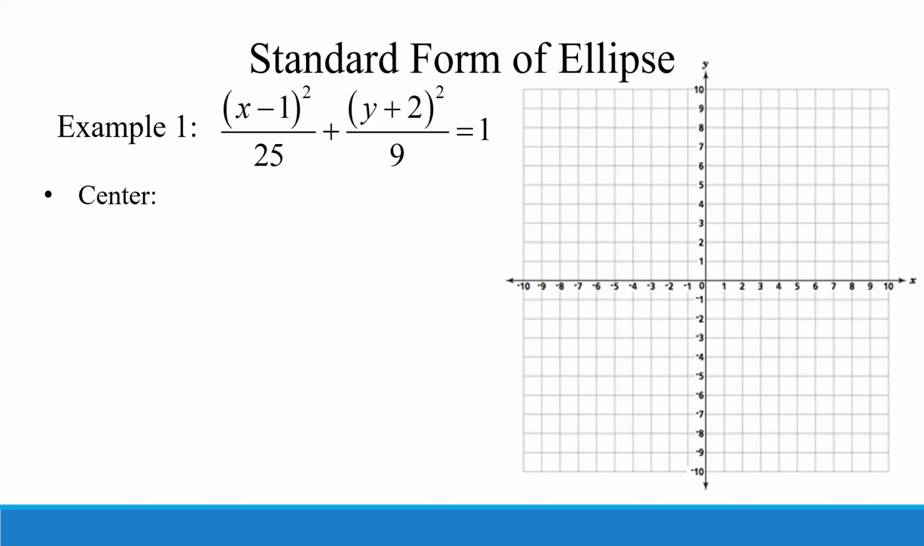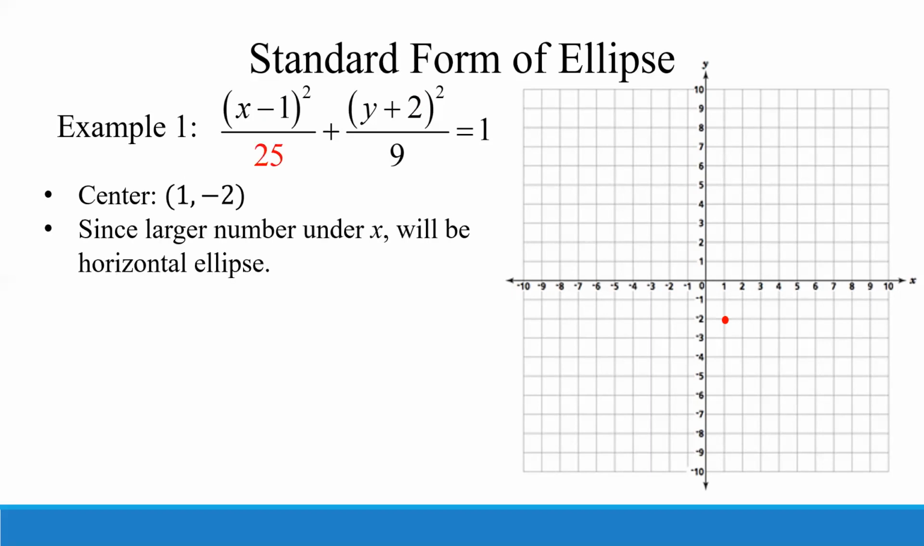So first thing, what's my center? Well, I look up here, my H and my K. Remember, I always change signs. So my center is going to be at 1, -2. Okay, and I'm going to plot that point over there. So you see, there's my point, 1, -2. Every other point is going to come right from that. We're going to go left and right, up and down, different distances, depending on what it is we're finding. Also notice, since my larger number is underneath the X, it is going to be a horizontal ellipse.